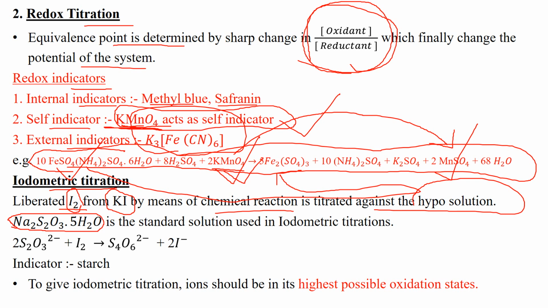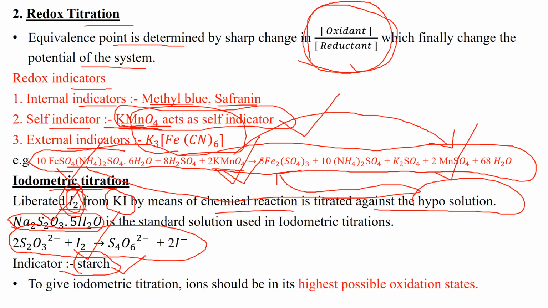So from such types of elements or compounds, iodine is liberated. This I2 is liberated, and this liberated I2 is titrated against the standard hypo solution. And here is the reaction between the standard hypo and the iodine. So it is known as iodometric titration, and the indicator used is starch, and the color of the starch will change due to the presence of I2 solution, right? The color of the starch will be blue if there is presence of I2.